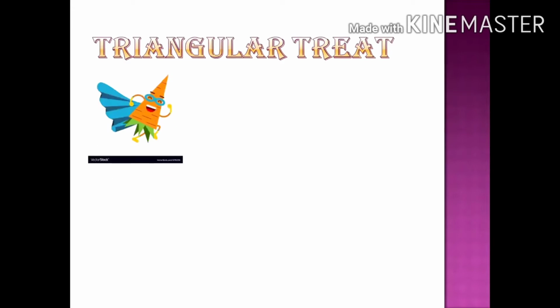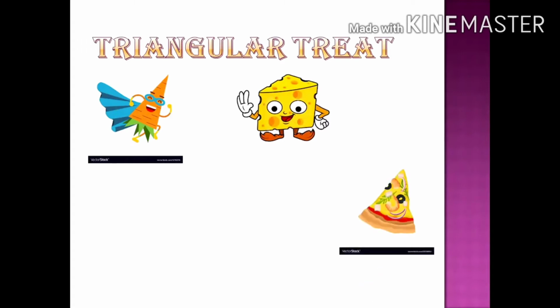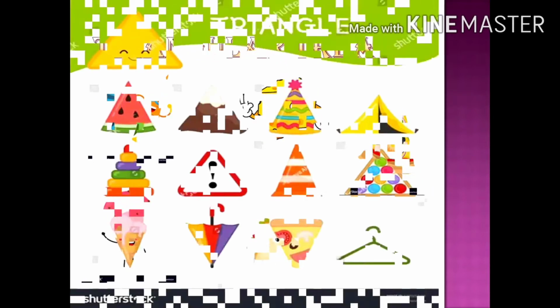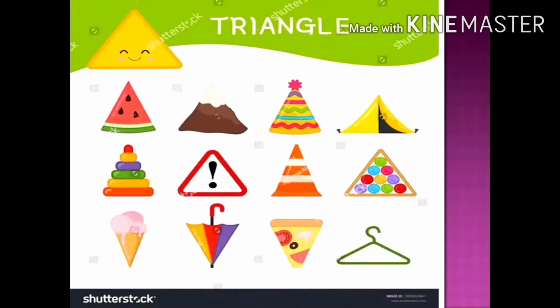A carrot. Can you guess the type of triangle? It's your homework, you should do it. Another item, cheese, very yummy cheese, pizza, ice cream, sandwich. These are a few more examples of triangle shapes. So you must mention the types of triangle for which they are.